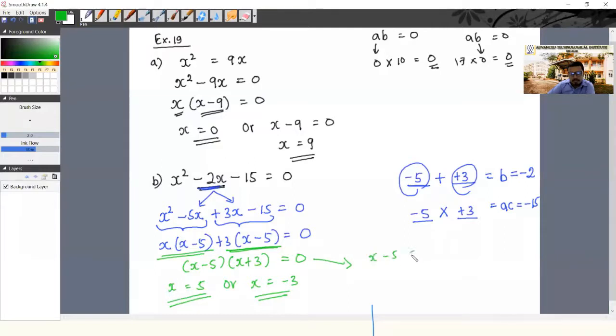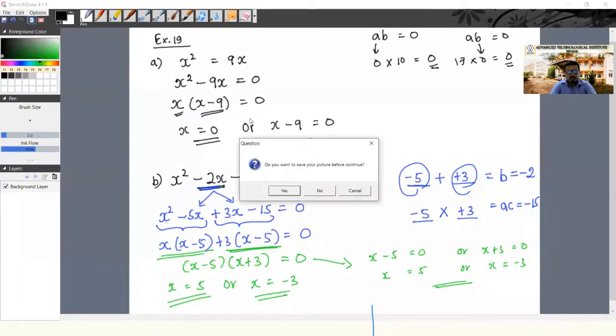X minus 5 equals 0 or x plus 3 equals 0. Therefore, x equals 5 or x equals minus 3. That is part B. It is not something new. From grade 8, 9 onwards, you're solving these sort of sums.